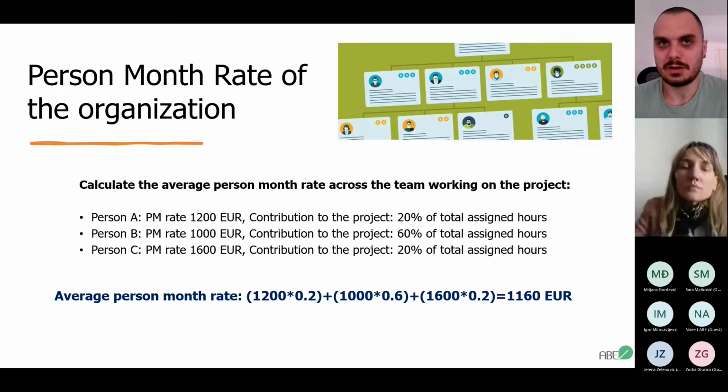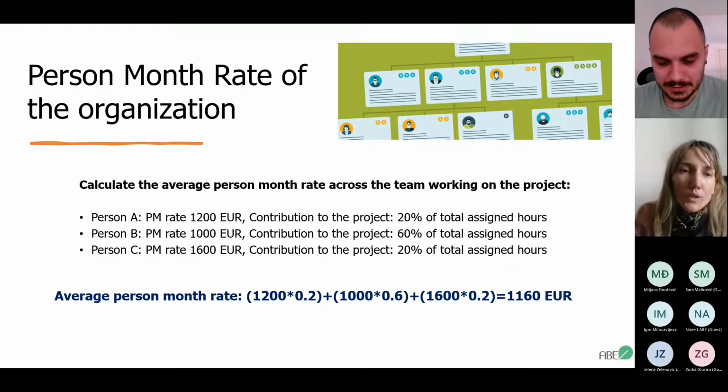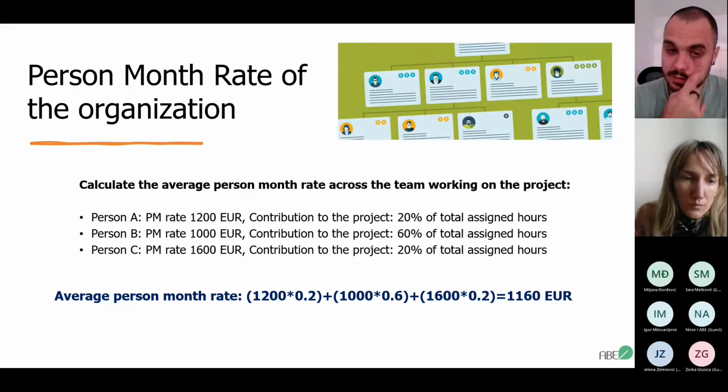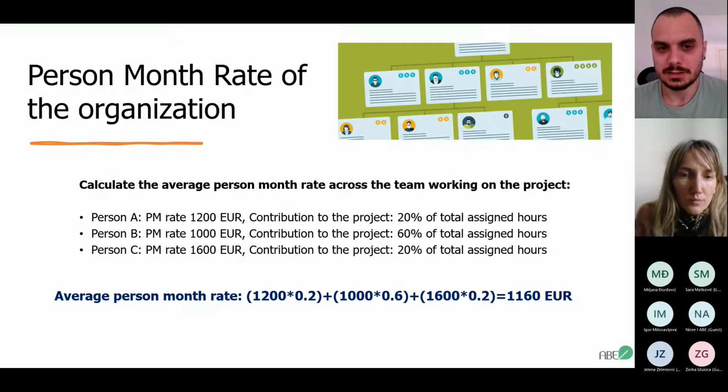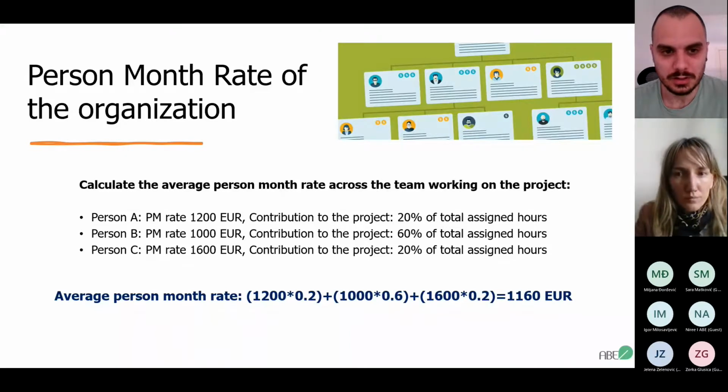Then we have calculated the person month rate of one person, but in the project most likely we have a team of persons, and you need to provide the project coordinator with an average person month rate for your organization. An easy way to calculate, or better to estimate, a realistic person month rate for your organization is to see who you expect to participate in the project and to assign to each of them a contribution to the project.